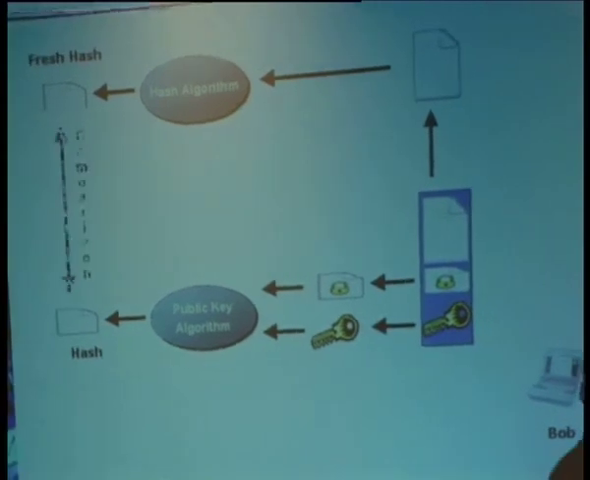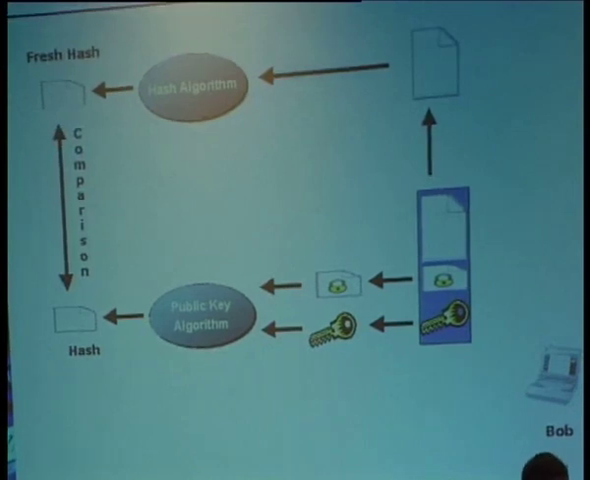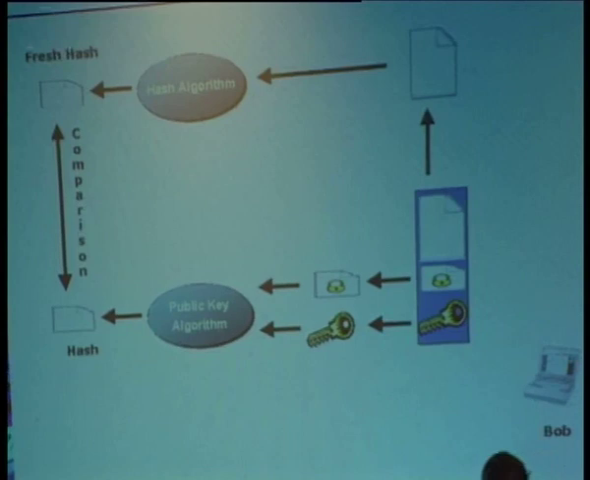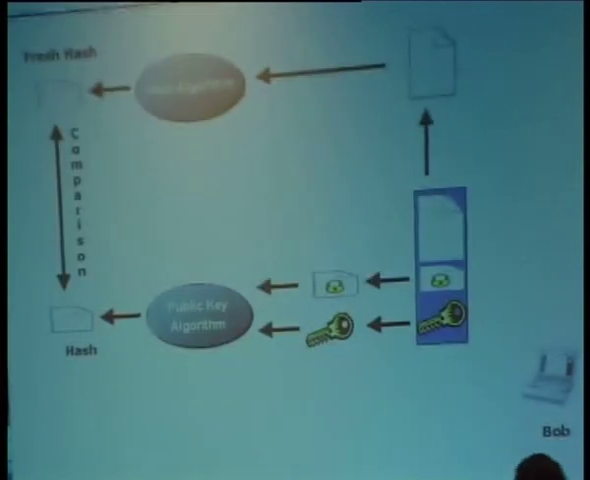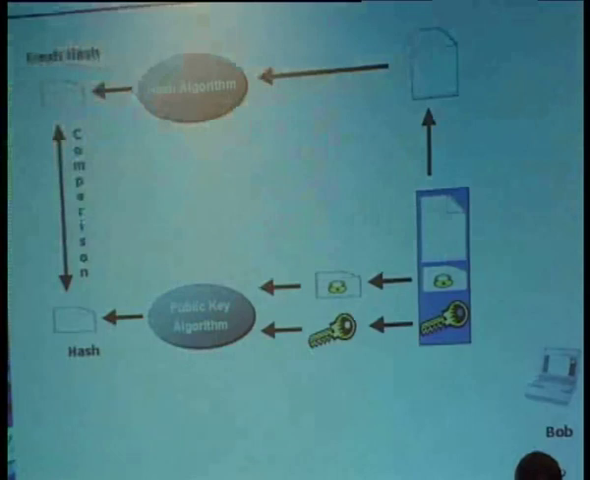If you compare the two hashes, then you are sure that nobody changed the message in transit. And you are sure that the message came from Alice, because Alice is the only one that has her private key. If you can decrypt it with the public key, you are sure that Alice must have signed that message, and nobody else.